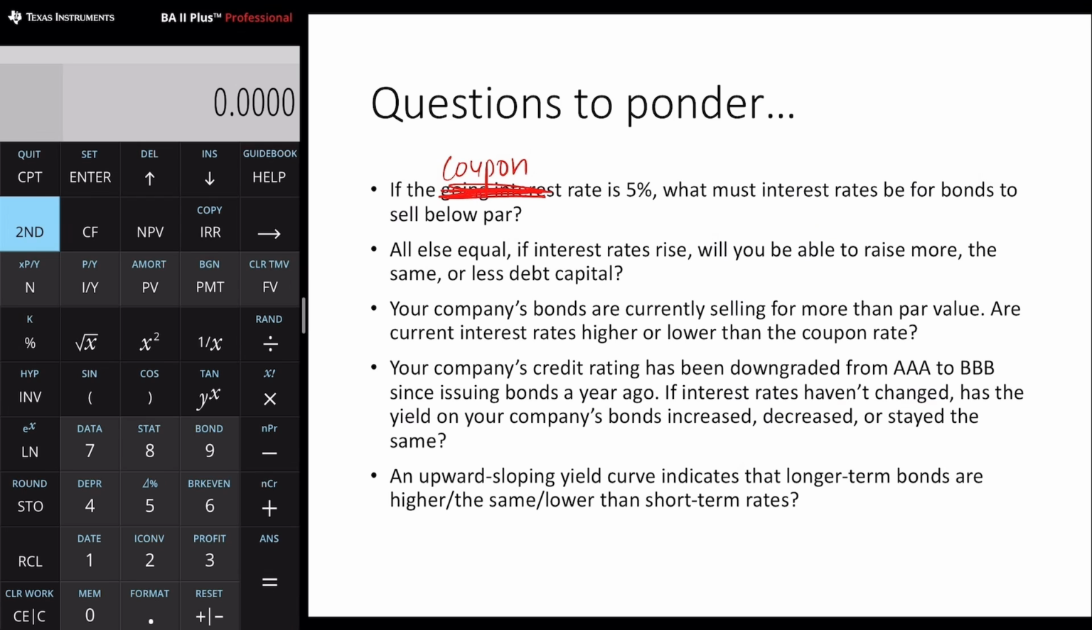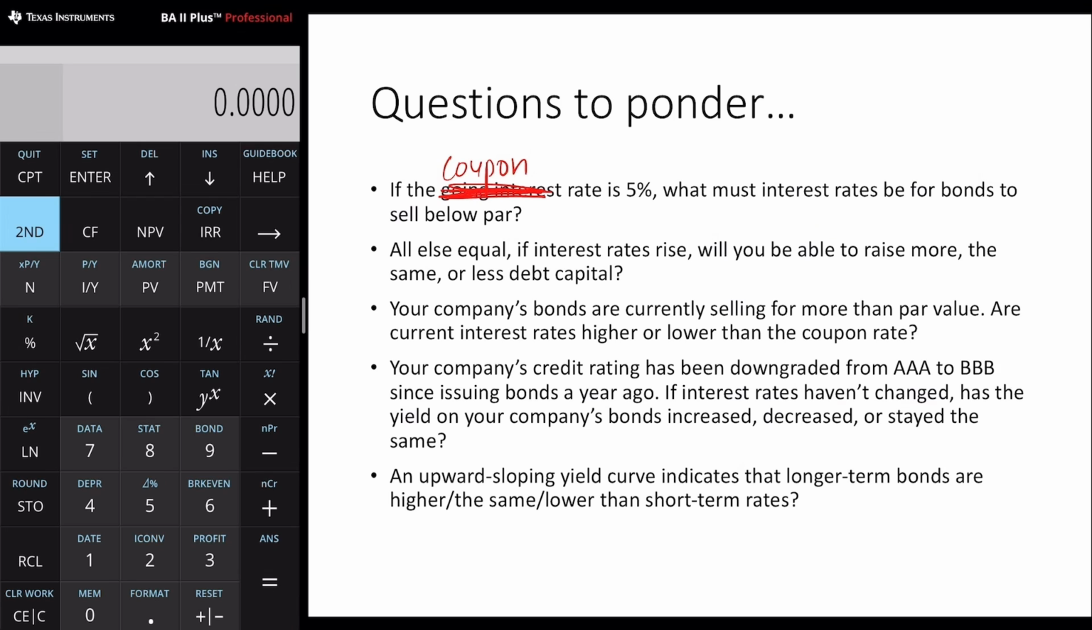Your company's bonds are currently selling for more than par value. Are current interest rates higher or lower than the coupon rate? All right, so this is another one that goes back to the relationship between prices and yields, and specifically par value, coupon, price, and yield to maturity. If the bonds are selling for more than par, then they're selling at a premium, and so the interest rate is going to be lower than the coupon because of the inverse relationship.